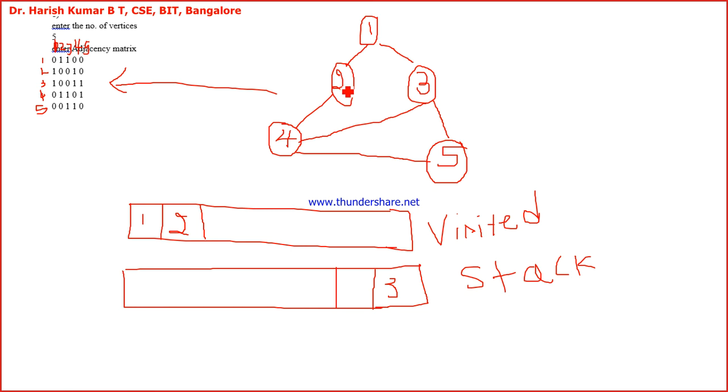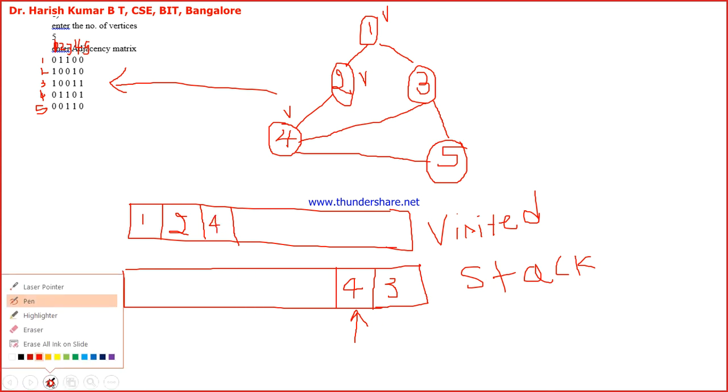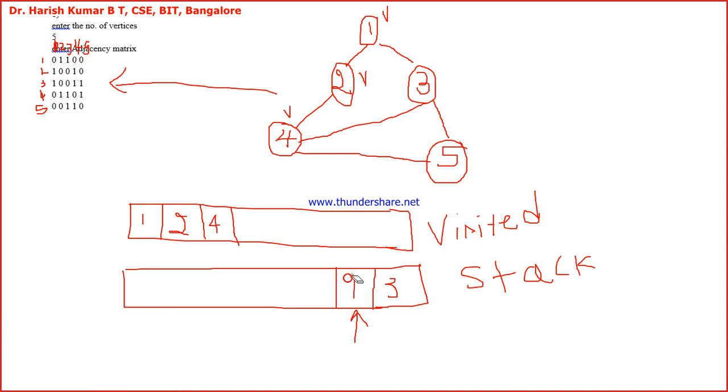Next, adjacent nodes to 2. See, the adjacent nodes to 2 are 1 and 4, but 1 is already visited. So the next adjacent node to 2 is 4, and 4 should be pushed onto the stack. So 4 is pushed onto the stack, and we have top pointing to this. And the next node to visit is 4. See, we are covering depth. So this is visited. Let me say it as V, visited. This is also visited, and now 4 is also visited. And 4 gets added to the visited list. Okay, now I have to pop this 4 from the stack.